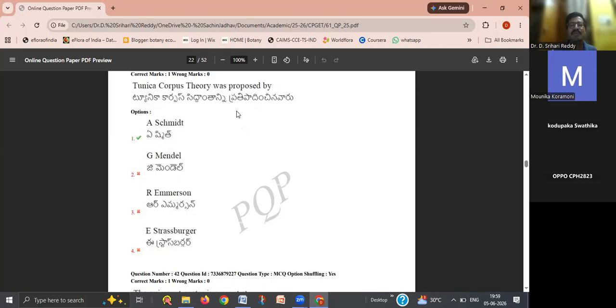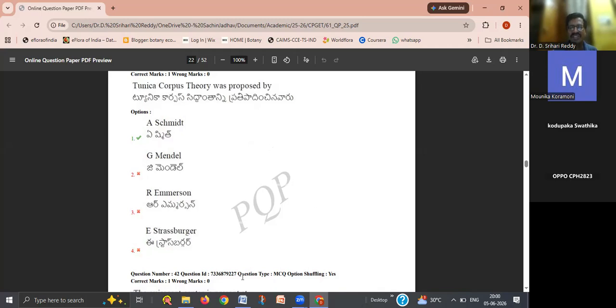Tunica corpus theory was proposed by Schmidt. And who proposed apical cell theory? Nageli. Okay, so Nageli proposed, and Hofmeister also. Both the names you should remember. Hofmeister proposed and was supported by Nageli, like that. And histogen theory, Hornstein, and tunica corpus theory, Schmidt.